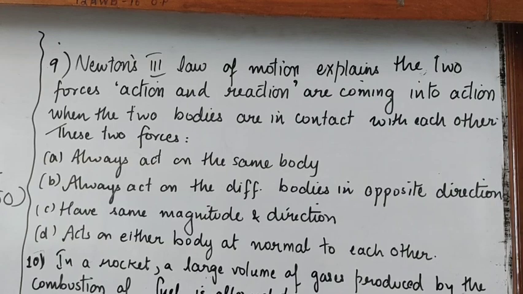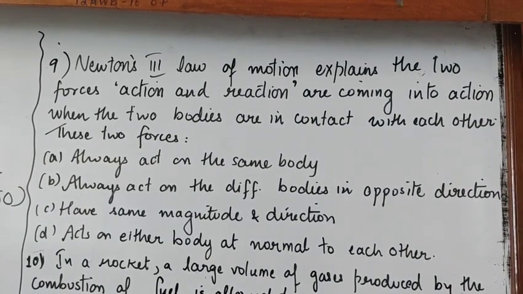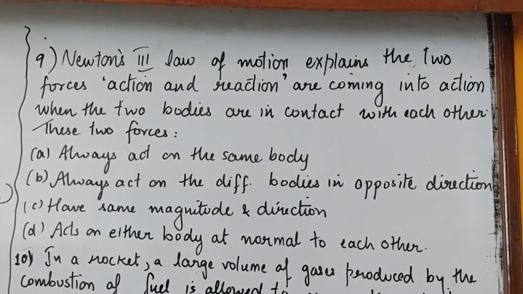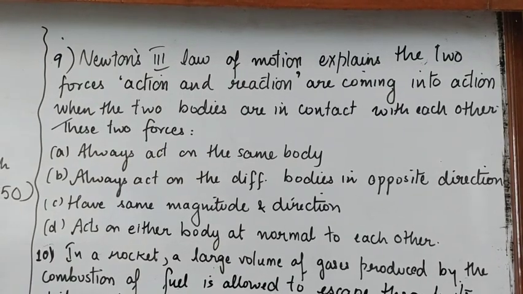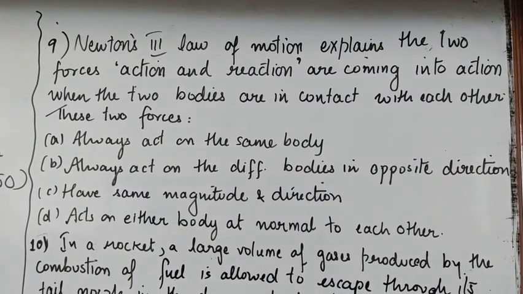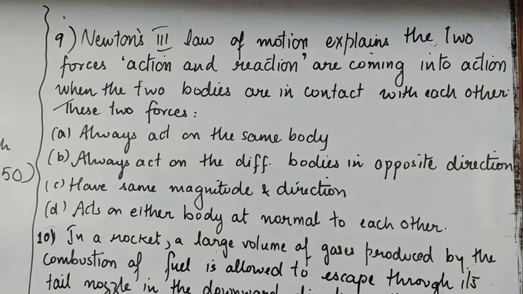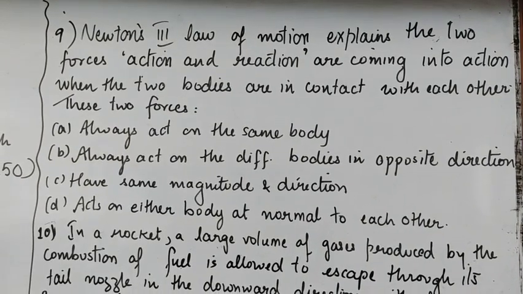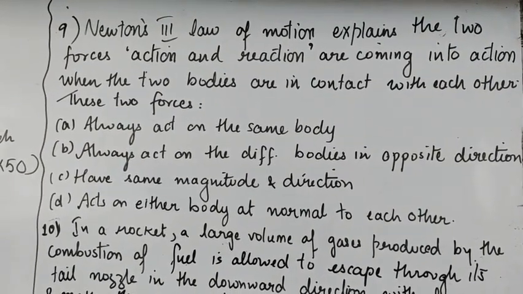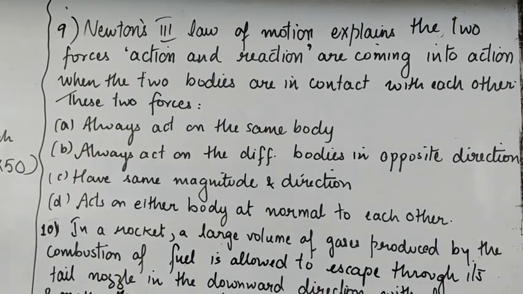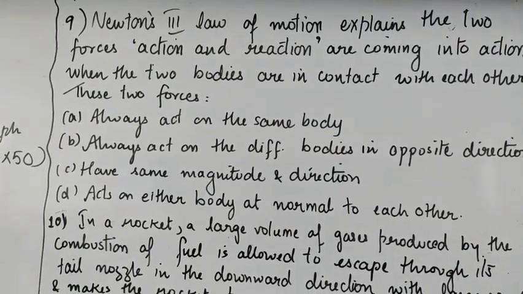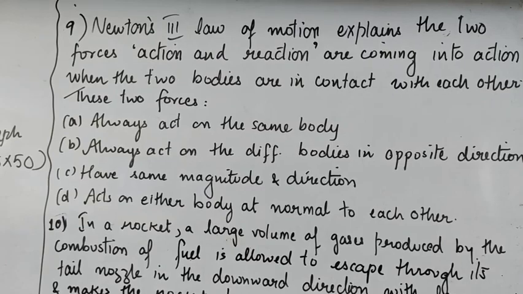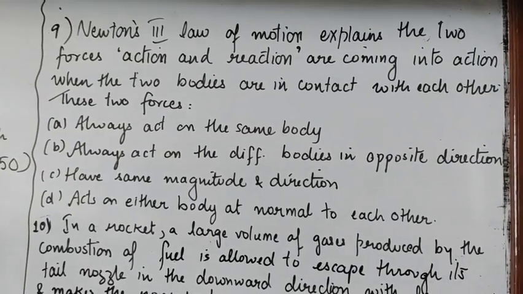What is Newton's third law of motion? Action and reaction are always equal and opposite. It means they have the same magnitude, but opposite direction. And we know that they act on different bodies in opposite directions. So always act on the same body is wrong. Always act on different bodies in opposite directions is correct. Option B is correct. Let us look at the other options also. C: have the same magnitude and direction. Magnitude is the same, but direction is opposite. D: acts on either body at normal to each other. Acts on either body is correct, but not normal to each other always. So B is the only correct option.